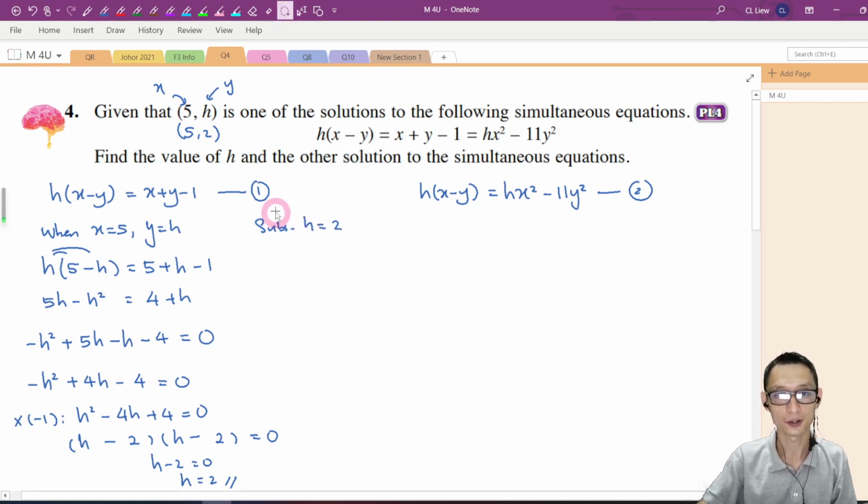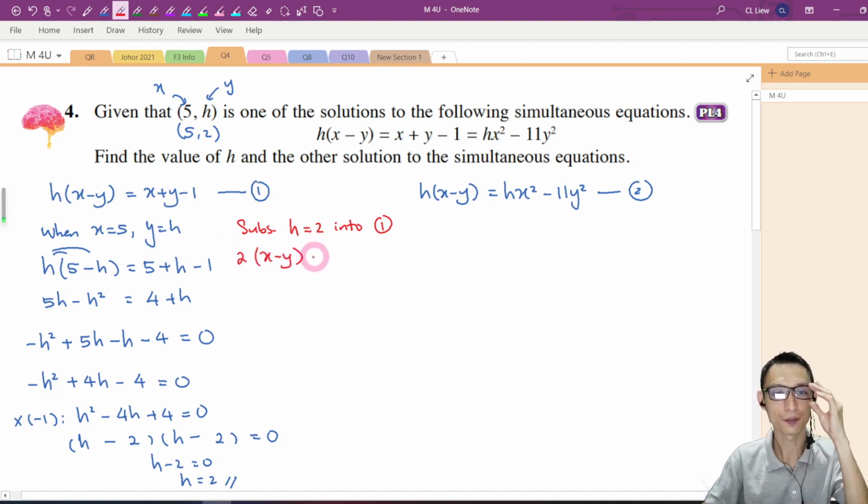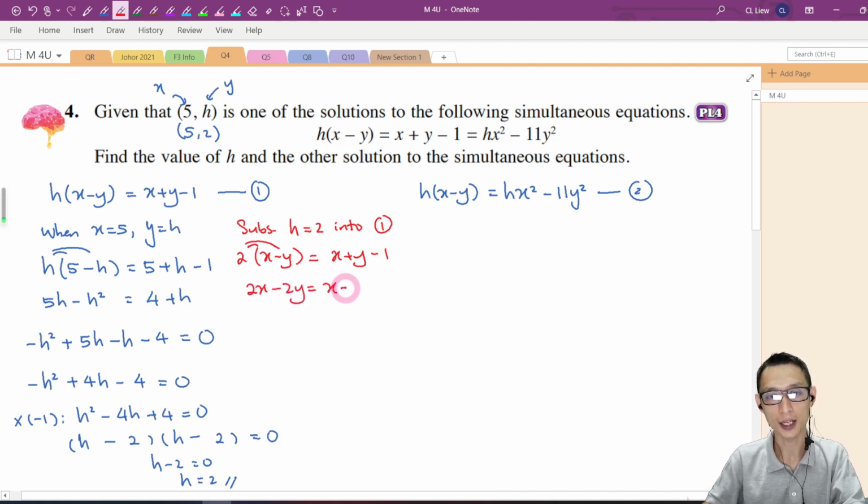Substitute. How about let me use another color. Substitute h is equal to 2 into the first equation. So this is equal to 2. The rest I just copy. Okay, do some expansion over here. 2x minus 2y is equal to x plus y minus 1.